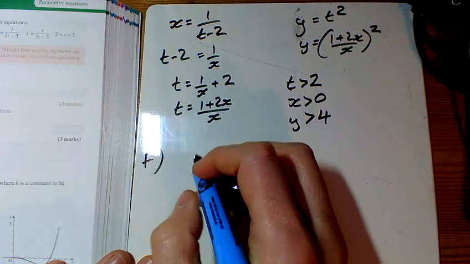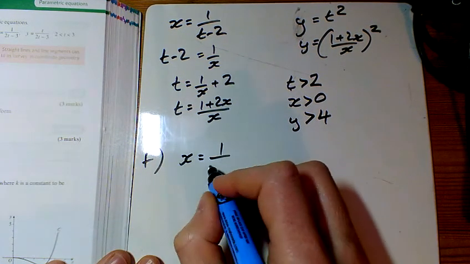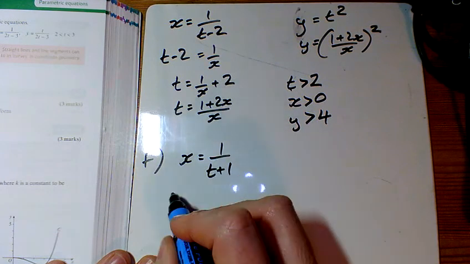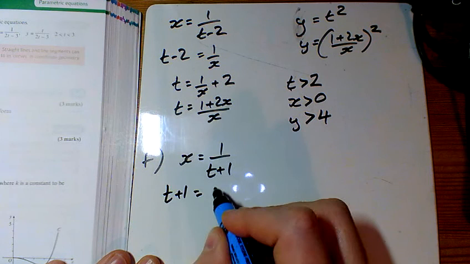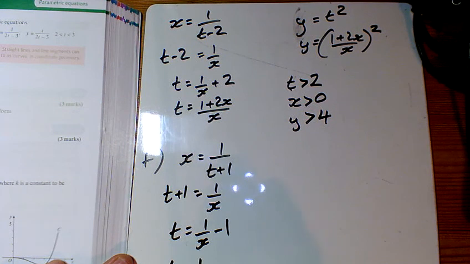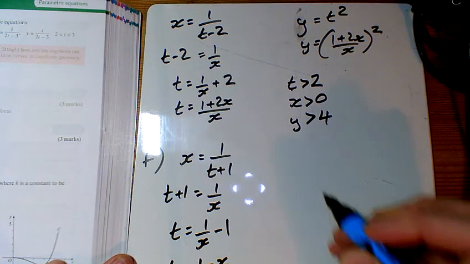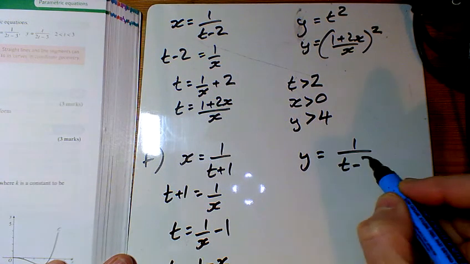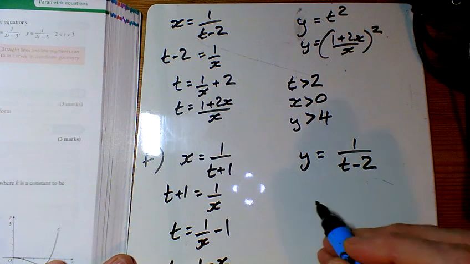And the last part of this is f. So I've got another fraction, 1 over t plus 1. So let's just swap the places around there. I've got 1 over x, and t is 1 over x, take away 1. Or maybe it will be easier to write 1 minus x over x. And it says y is 1 over t take away 2. Oh, this is going to be fun.